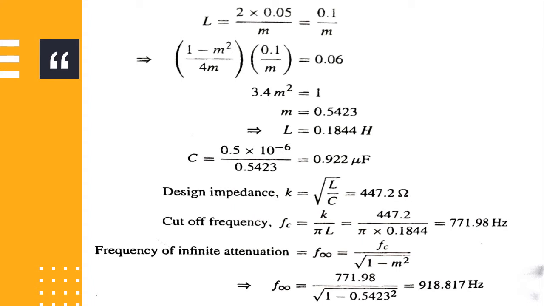The last part is the frequency of infinite attenuation, denoted by F infinite, equals FC divided by root of 1 minus m square. You have the value of FC, you have the value of m. Substitute these values, you will get 918.817 Hertz. So likewise, you have calculated all the points of the designing components L, C as well as m, apart from the design impedance, cutoff frequency and F infinite.